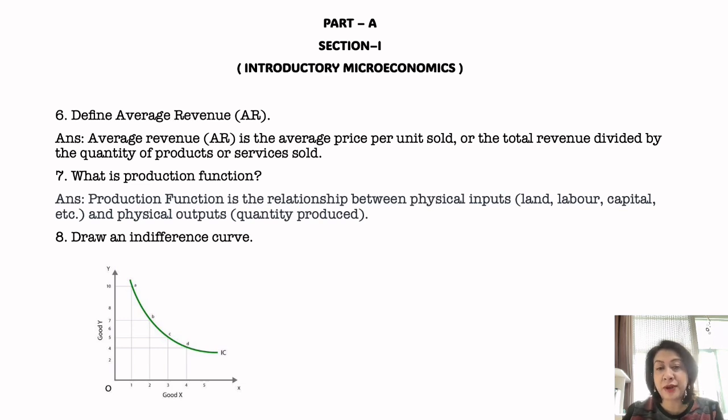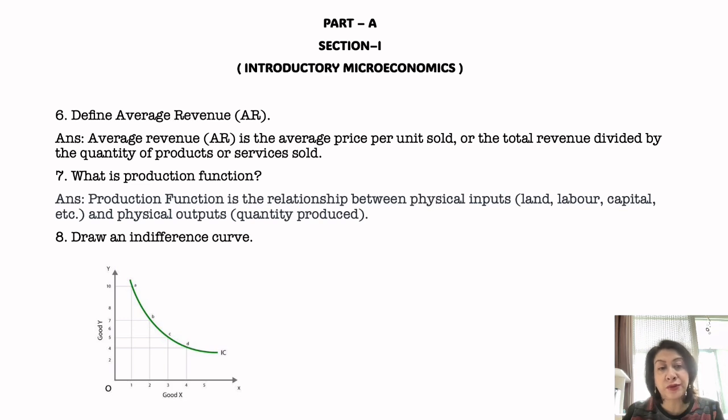We know that average revenue is nothing but total revenue divided by the quantity of goods produced. So we can define it like this. Average revenue is the average price per unit sold, or the total revenue divided by the quantity of products or services sold.